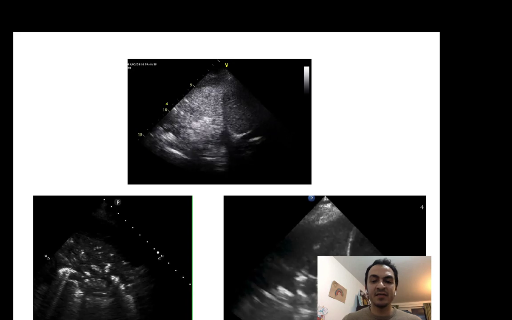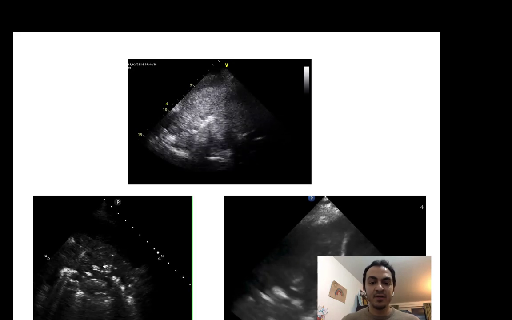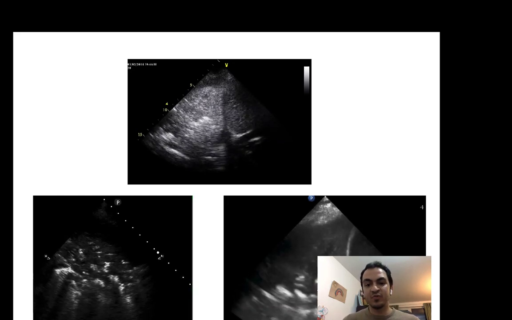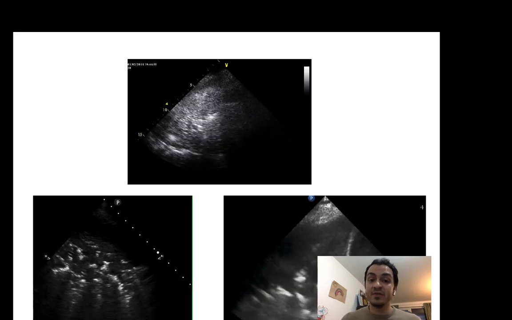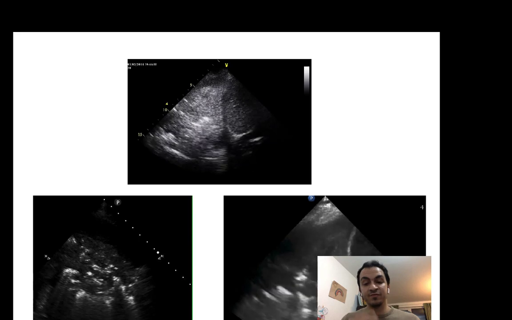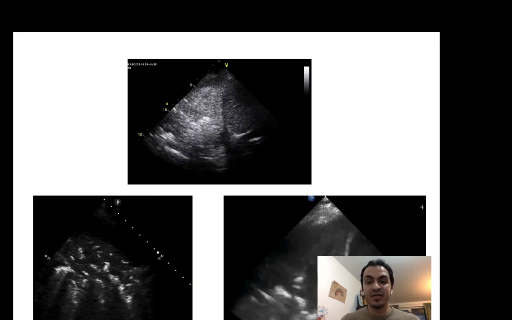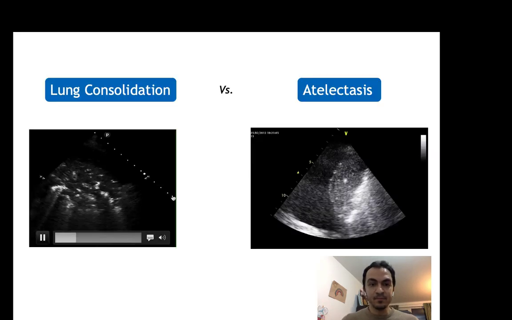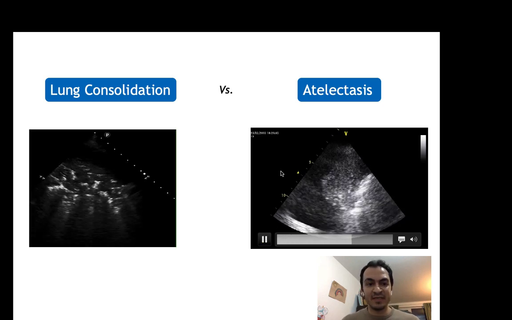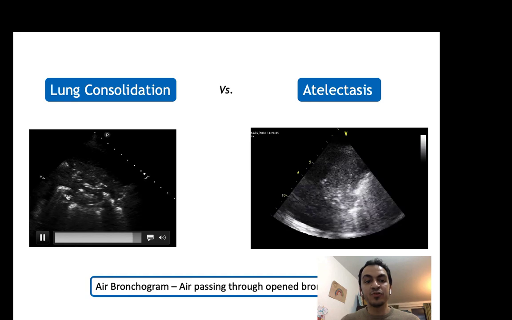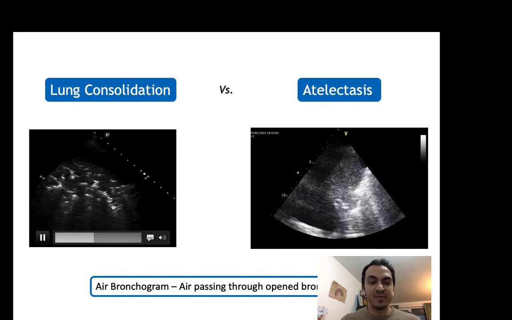On the other hand, if you see static bronchogram, which is not moving like this one, it is more likely favoring atelectasis, which is another important great feature of lung ultrasound to differentiate between consolidation and atelectasis. One other thing you could utilize clinically to differentiate consolidation from atelectasis is to look at the homogeneity of the tissue itself, the hepatized tissue.